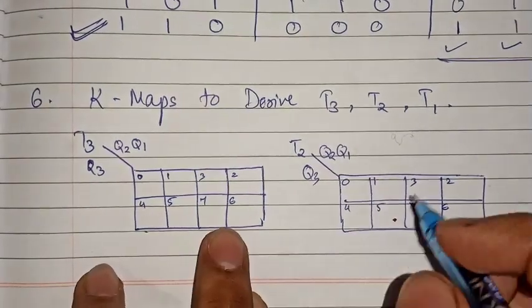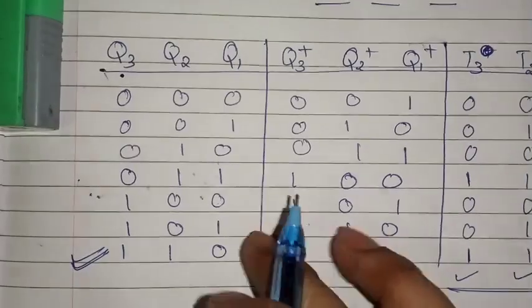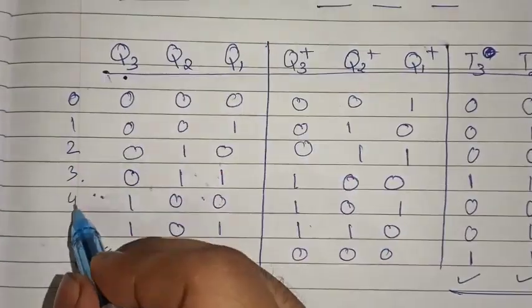You might be wondering what we have to do with this 7th element, because 7 is not even included in our table, right? This is 0, this is 1, this is 2, this is 3, this is 4, this is 5, this is 6.